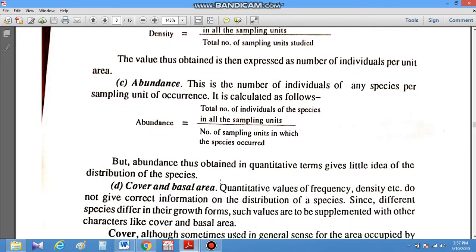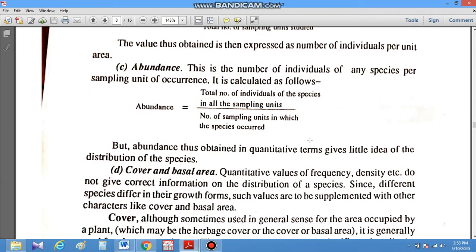Next is abundance. Abundance is the occurrence of the number of individuals of any species in a unit sampling area. It is calculated as follows: abundance is equal to the total number of individuals of the species in all the sampling units divided by the number of sampling units in which the species occurred.